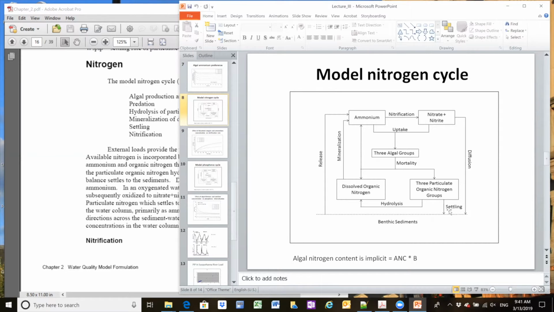And the particulate groups settle to the bottom. Once again, we saw the diagenesis model yesterday. It's also possible for nitrate to diffuse into the sediments. In fact, it does, and that involves the diagenesis model.